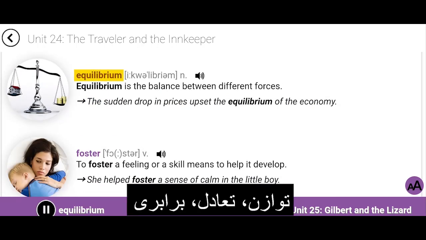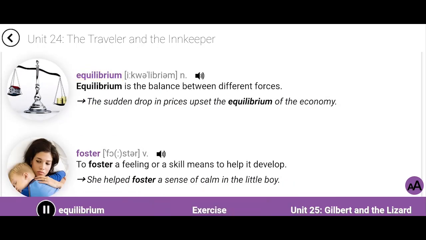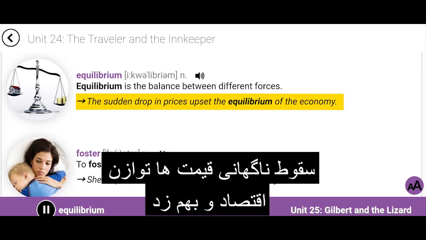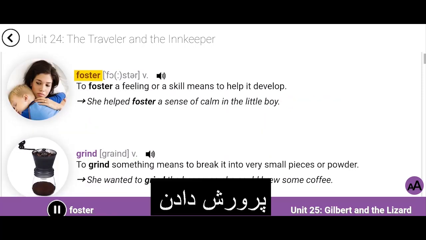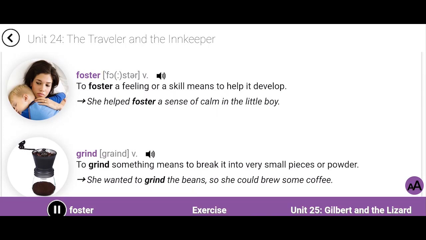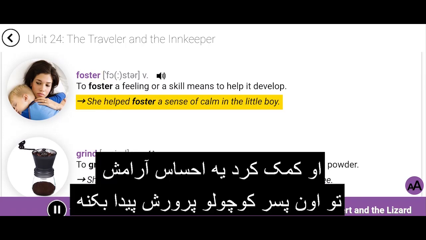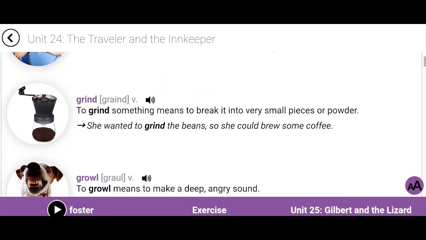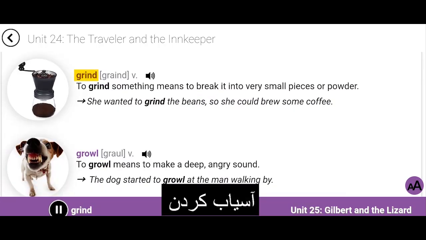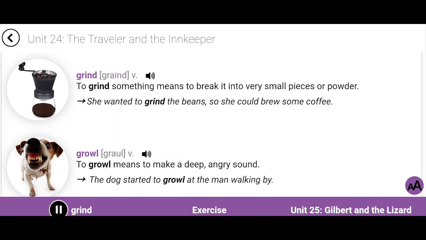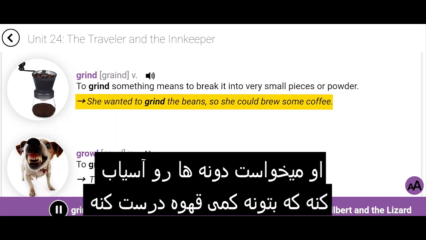Equilibrium. Equilibrium is the balance between different forces. The sudden drop in prices upset the equilibrium of the economy. Foster. To foster a feeling or a skill means to help it develop. She helped foster a sense of calm in the little boy. Grind. To grind something means to break it into very small pieces or powder. She wanted to grind the beans so she could brew some coffee.